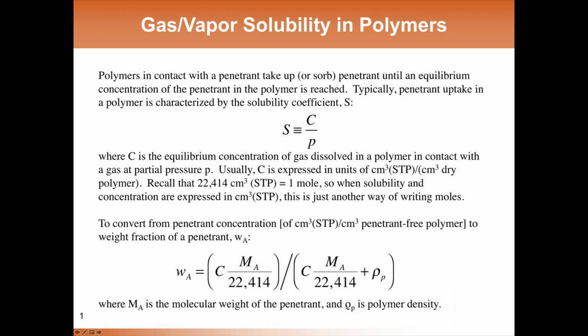Often, for example, when we're modeling transport phenomena, we need concentration in other units, such as weight fraction. And so the weight fraction of penetrant A in polymer is related to the concentration, as shown by the relationship here, where M sub A is the molecular weight of the penetrant, and rho sub P is the polymer density. And you can work out the units to see that this would just give grams of penetrant per gram of penetrant plus polymer.